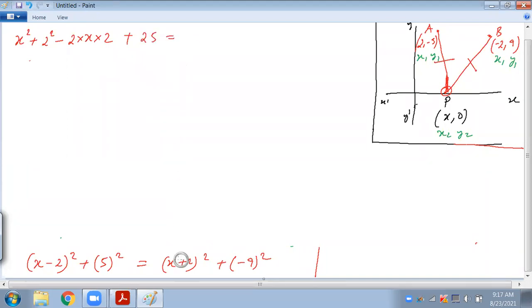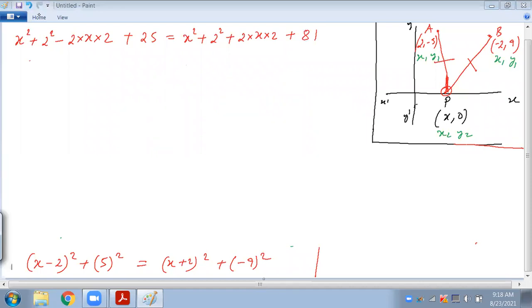Again on the right side we have x plus 2 whole square, so apply the formula. A square plus b square plus 2ab, and minus 9 square is how much, 81. Minus square is plus, and 9 square is 81.